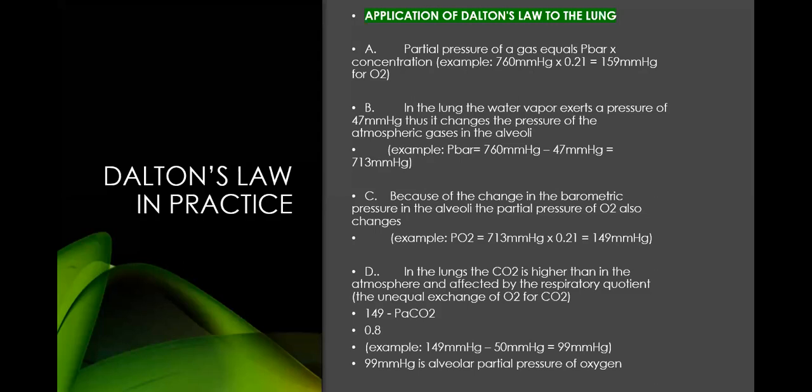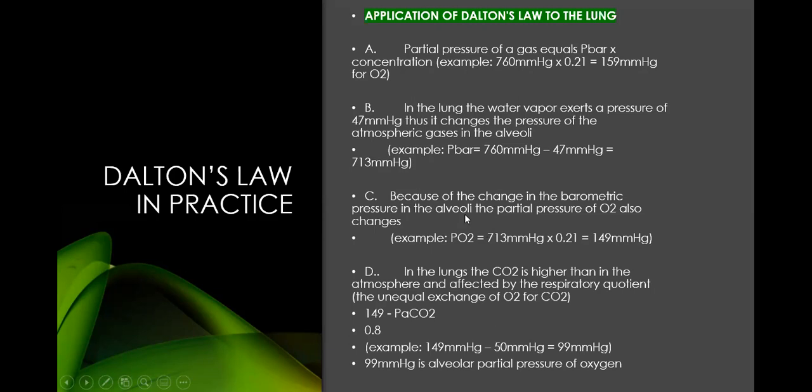Here it is, what I just talked about, how to do it, showing you right here, right? Partial pressure of the gas, I wanna know what it is. It's P bar times that concentration. So for example, oxygen is 21%. You change 21 into a decimal by moving the decimal point two places to the left. So 21 turns into 0.21, right? Times 760, and now we know the pressure of oxygen in the atmosphere is 159 millimeters of mercury, right?